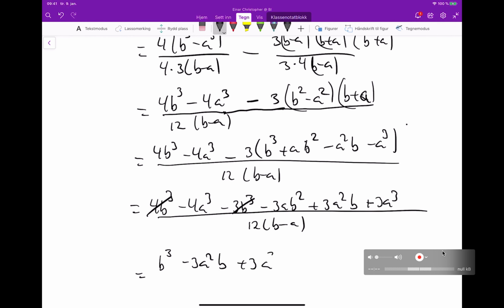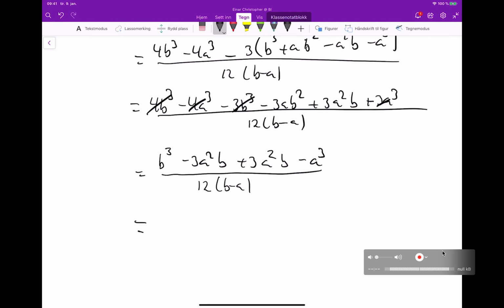If you know your binomial coefficients, that was not very good English, as much of it is. It's not very much good English here. That's what I'm saying. But this we can write out like b minus a in the power of 3 divided on 12b minus a.